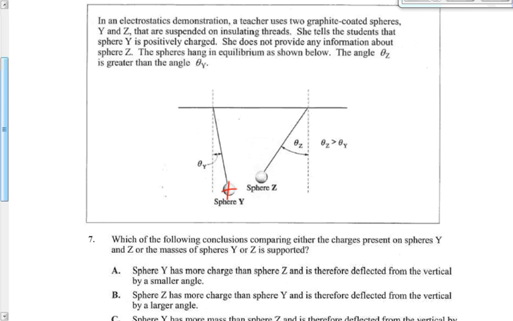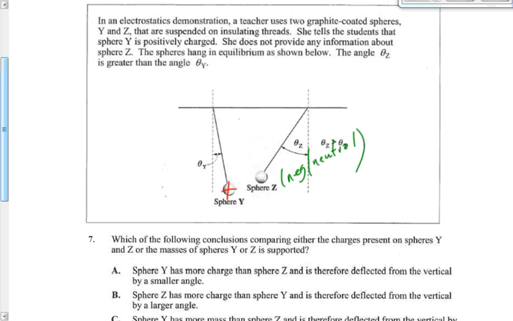What's it got to be? Could it be positive? No. Could it be negative? Yes. Could it be neutral? Could be. Okay, it could be negative or neutral. So let's say negative, neutral. We figure that out without even knowing what the question is.